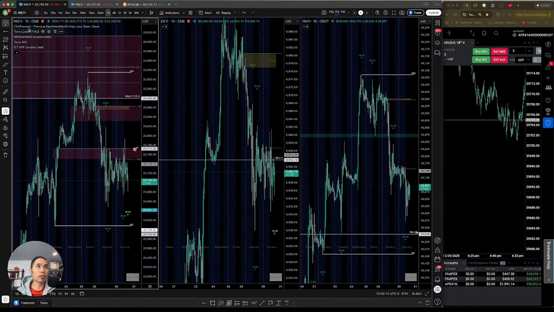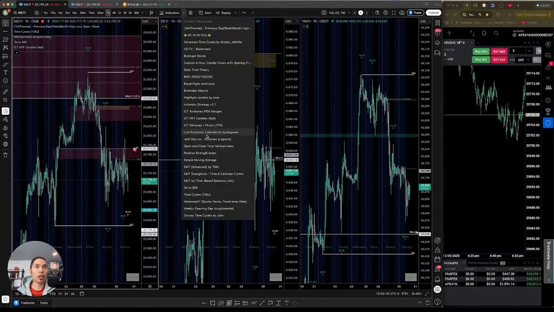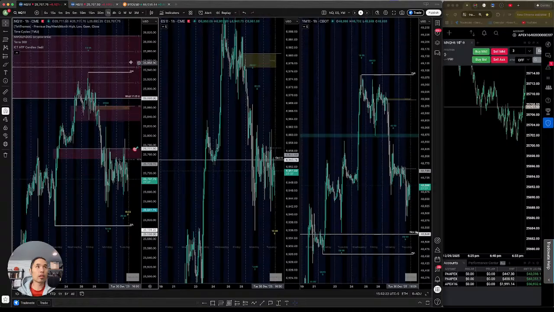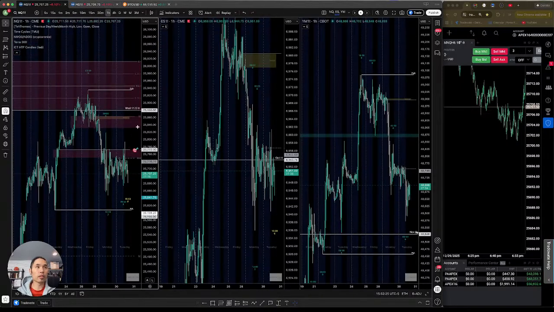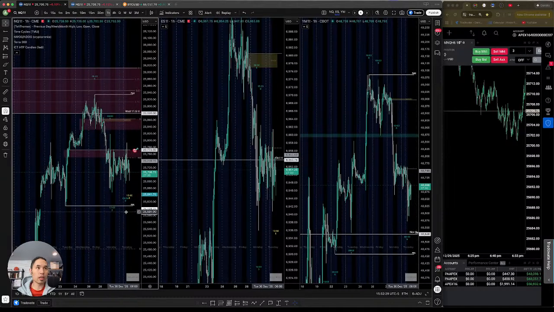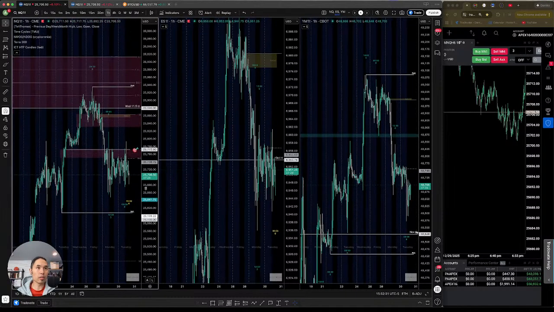SMT indicator will come up here. Come on, what happened? What's going on? My indicator's not working, but there's the SMT here. On Monday, this is my target, which obviously got hit, and then this would be the draw, previous week low.